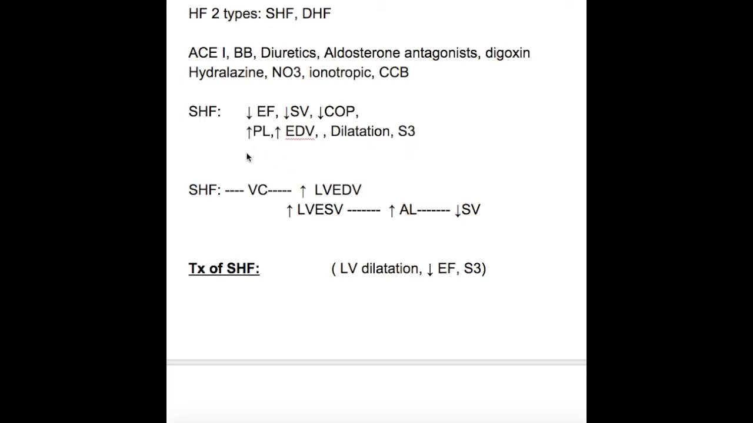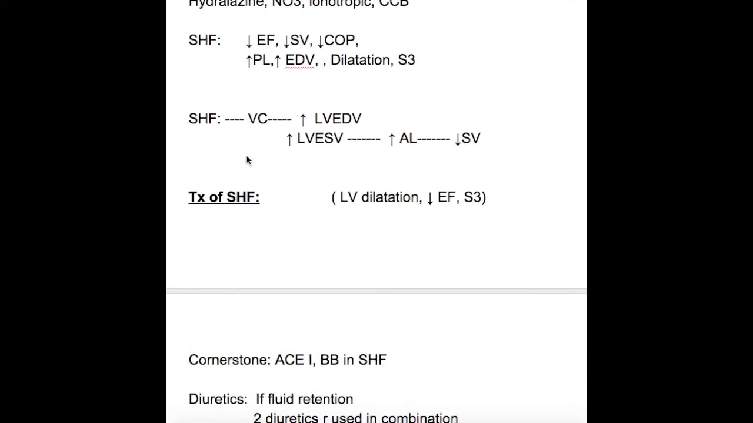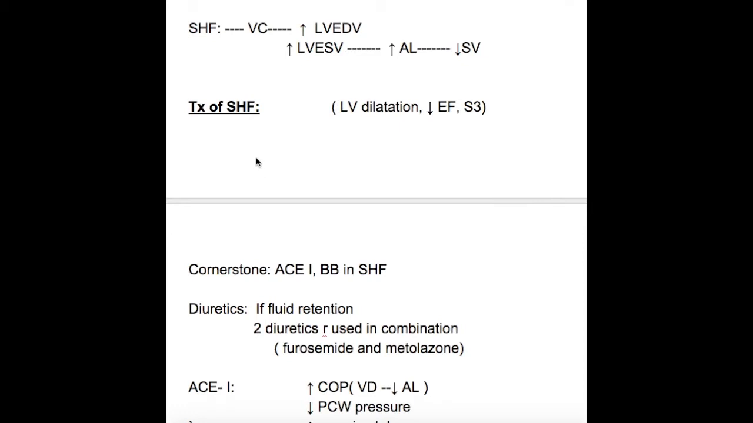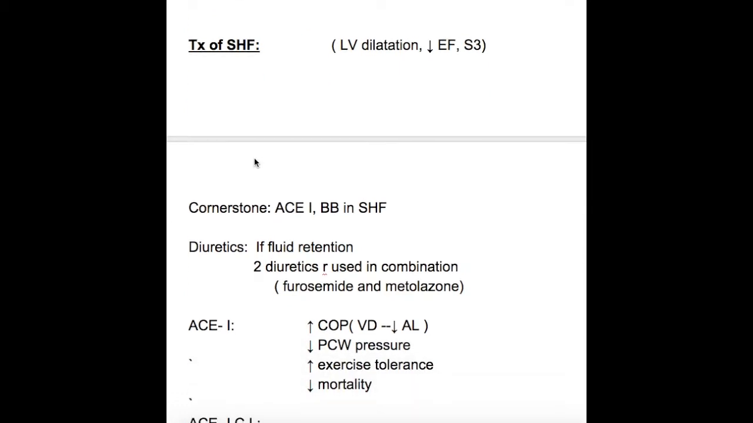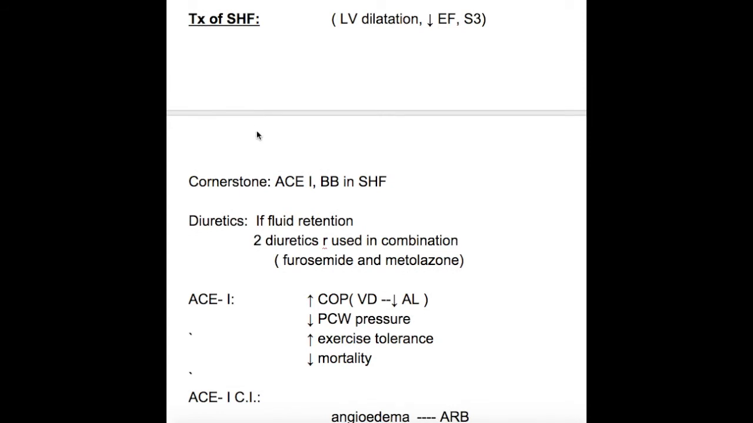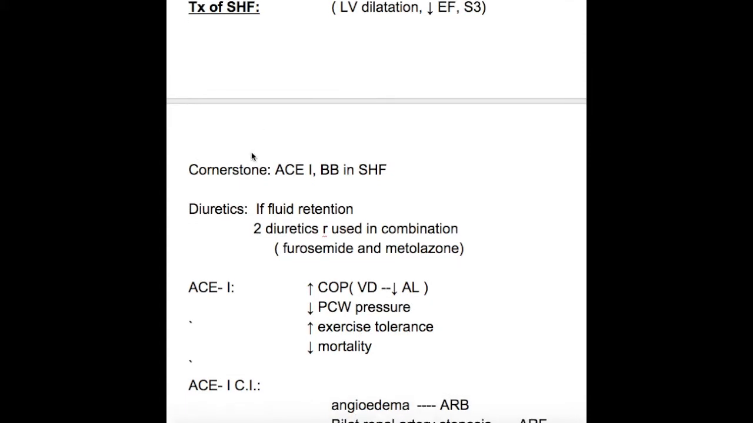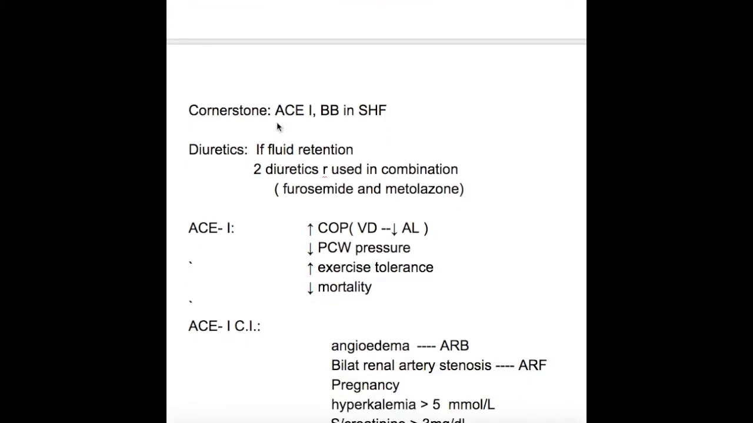And the common to both is increase in left ventricular end diastolic pressure. So what are the drugs used first in systolic heart failure? The cornerstone for the treatment in systolic heart failure are ACE inhibitors and beta blockers. The first drug to be used in systolic heart failure is ACE inhibitors. So when do you use ACE inhibitor and when do you add beta blockers?